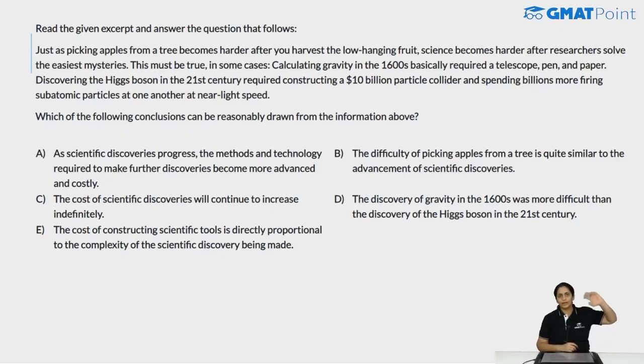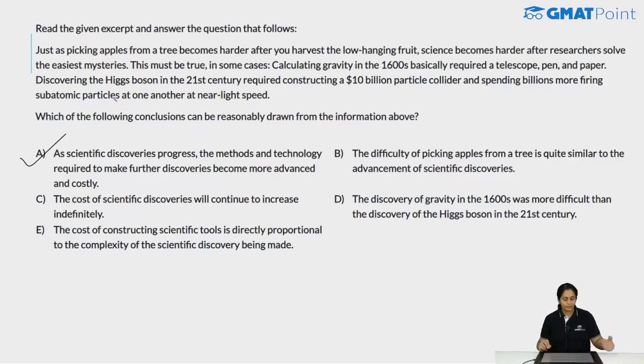That is, as you make more progress to actually reach the higher levels, you have to spend more time and more money to reach them. So the methods become difficult, costly and more advanced, and the technology required also becomes more costly and advanced. So this is something that can be inferred. As scientific progress occurs, you have to spend more time, more money and more effort to make new discoveries. So A is a conclusion that can be drawn.